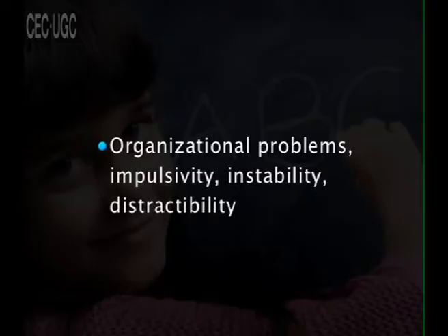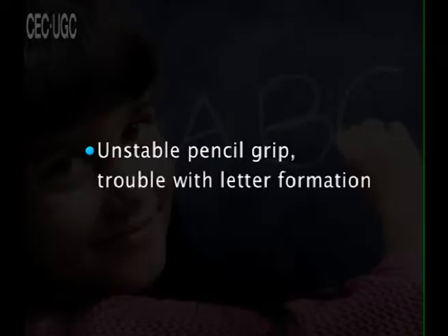Slow acquisition of new skills. He finds it very difficult to acquire new skills. Organizational problems, impulsivity, instability, distractibility. These are children who are affected by the problems of attention, and because they are so distracted, they are not able to learn. Unstable pencil grip, trouble with letter formation.